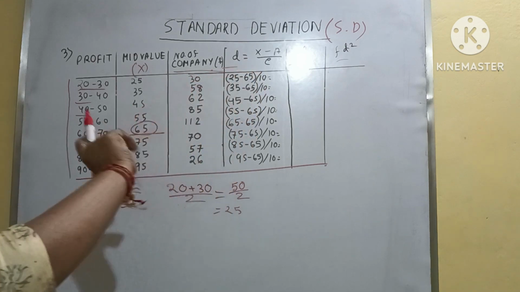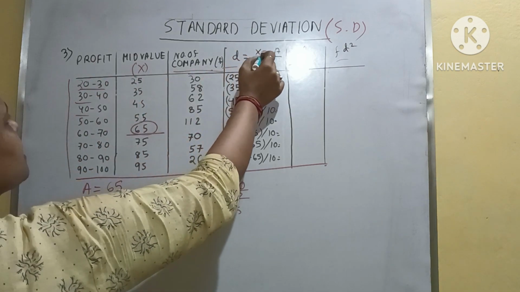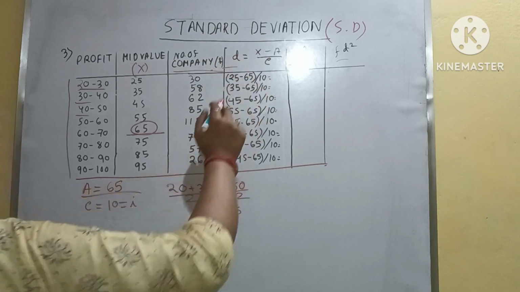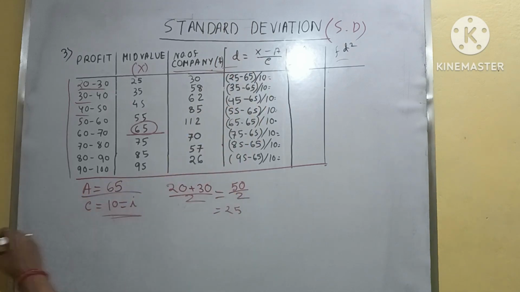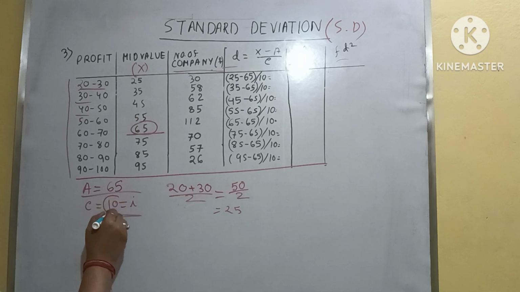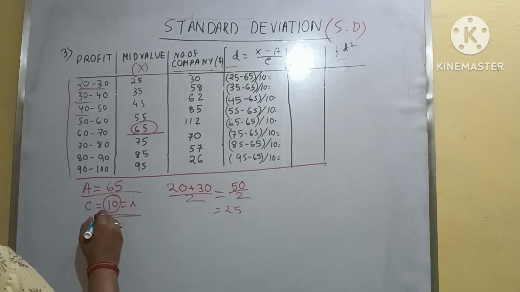Then how to calculate the d value? It is very easy: x minus a, divided by c. What is c? C is the range. Between 20 to 30, the range is 10. Just subtract 30 minus 20 and you get 10. So this is the c value.